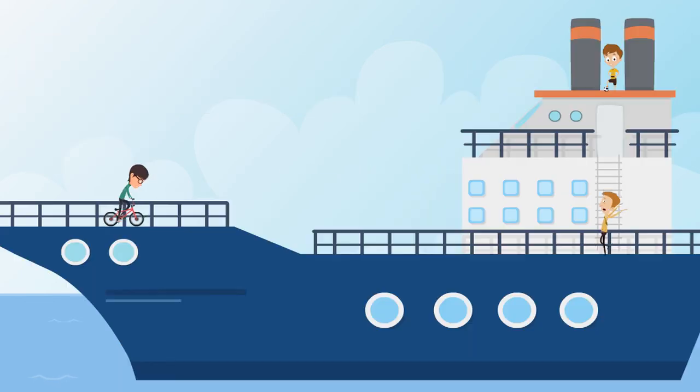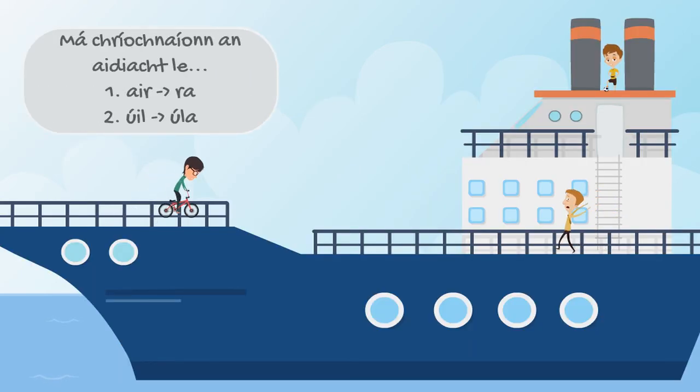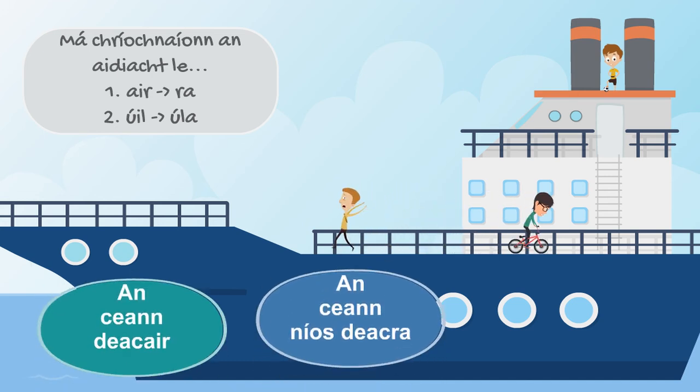If the Aidiacht ends with AIR, this changes to ÚRA, and if it ends with Ú-fada IL, this changes to Ú-fada LA, such as sácúil, níos sácúla, is sácúla.